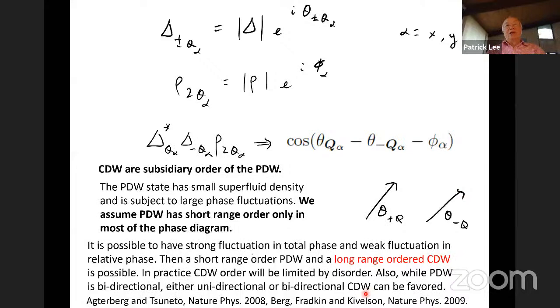This is also allowed by Landau theory, because that depends on the Landau coupling between the charge density wave in the two directions. This possibility was actually already pointed out way before by Ackerberg and Senthil, in a very nice paper, and also by Berg et al.